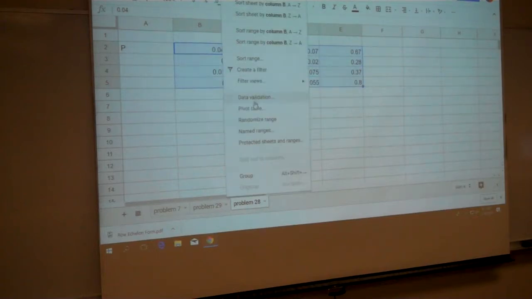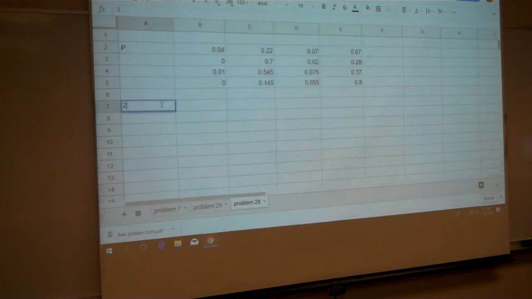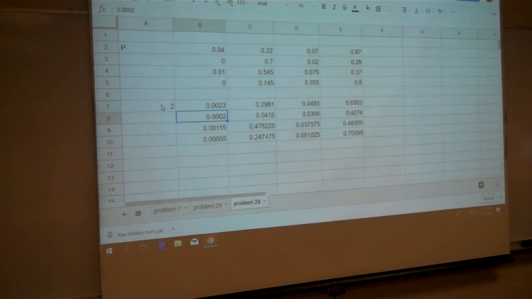Okay, now we need to make this a named range for this to be not such a big deal. So let's make this a named range. Let's call it P, like the vegetable, this time. So our second generation will be MMULT P times P. Notice, by the way, by the second generation already, none of them are zeros. That's generally what happens, though, isn't it?